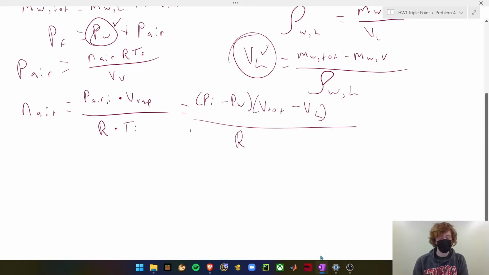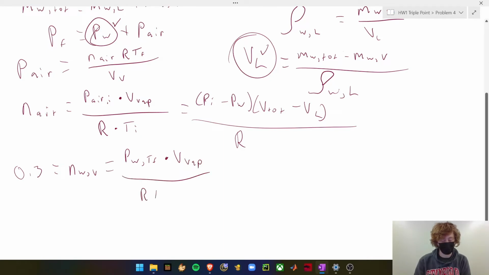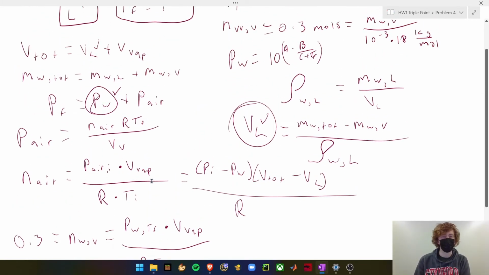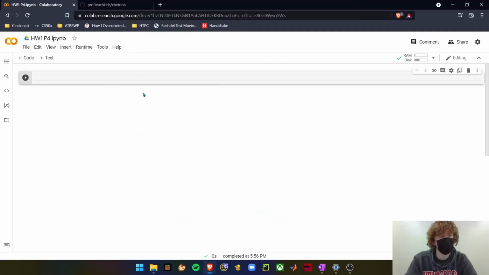And we can go ahead and write down one more equation. We know that 0.3 is equal to our number of moles of water in the vapor phase at our final temperature, which can also be expressed as the pressure of water at our final temperature times the volume of the vapor phase all over R times our final temperature. And from there, we have enough to solve this equation. So now that we have all the equations that we need to solve for our total volume and our final temperature, we can go ahead and start coding it up in Python.